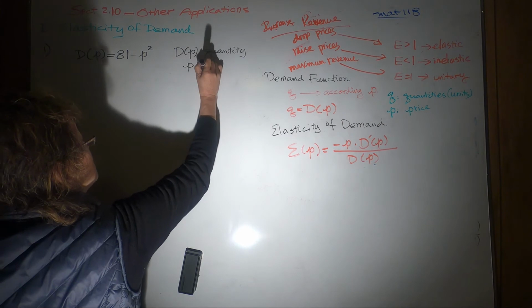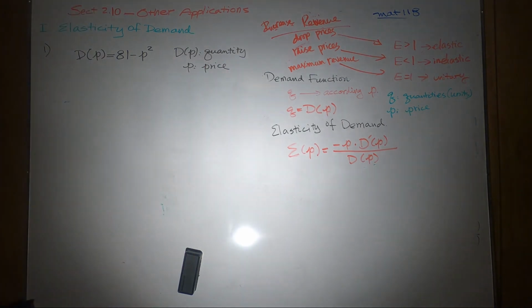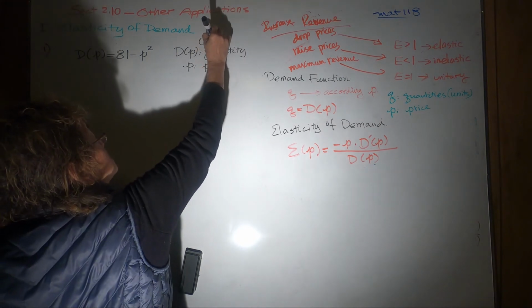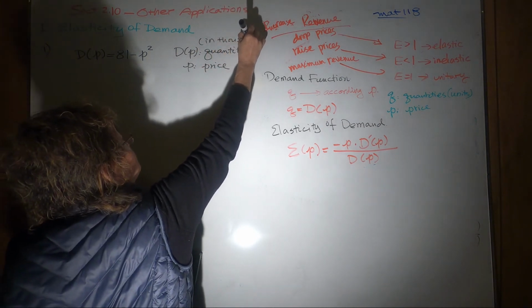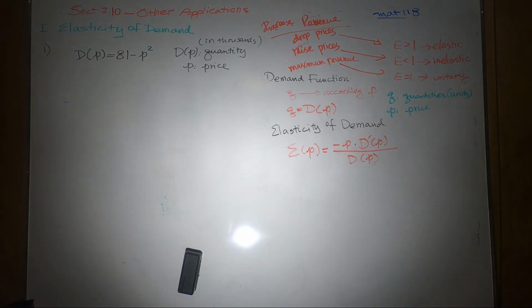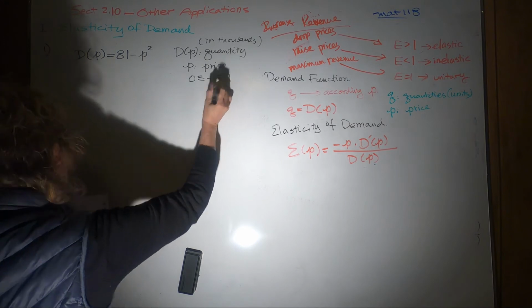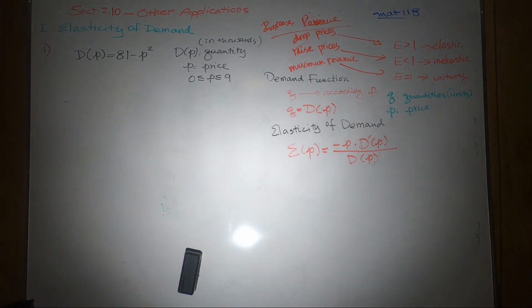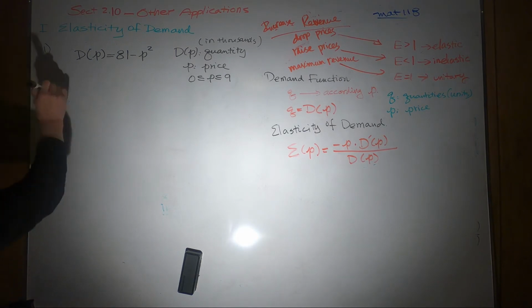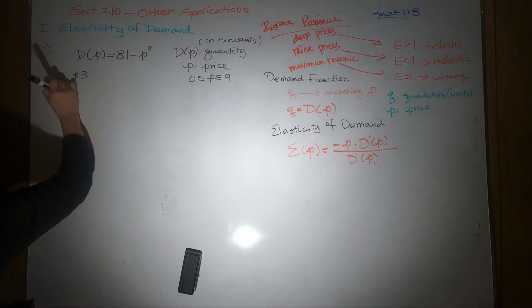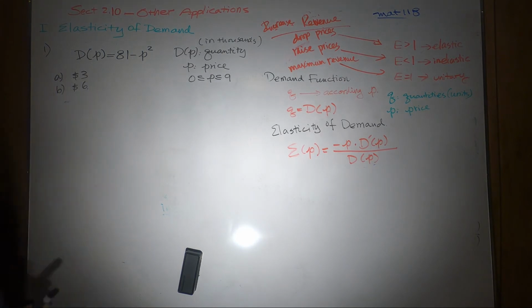Then P would be your what? Price. That's what it's saying. And D is in thousands of tickets. And P is the price in dollars, so the price is between $0 and $9. Find the elasticity of demand when the price is A, $3, B, $6. Also give the interpretation of the meaning.